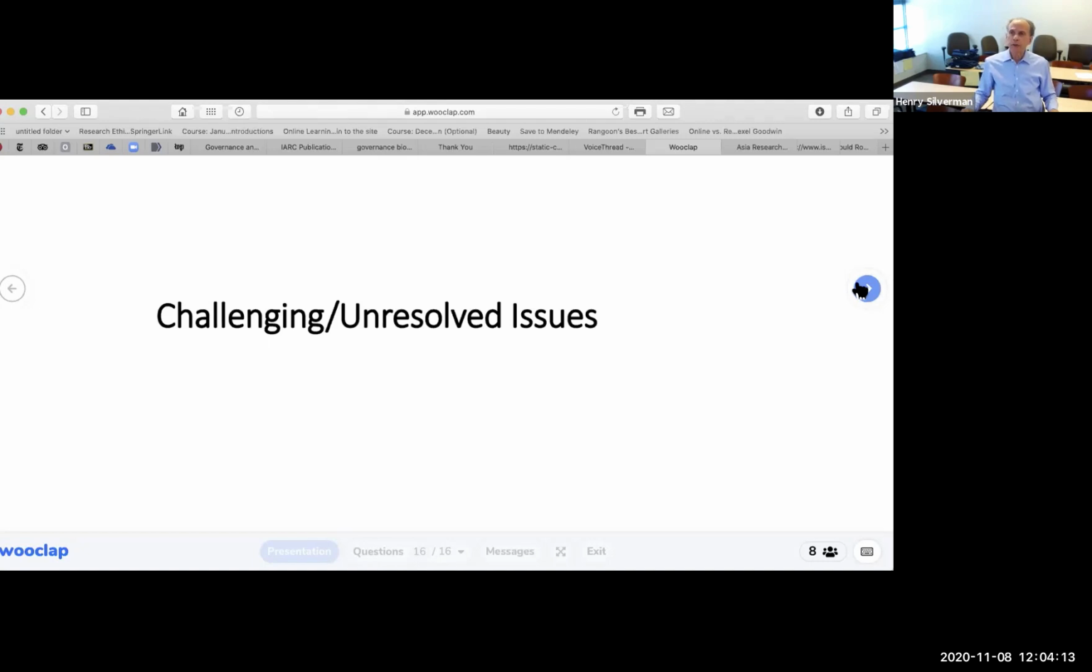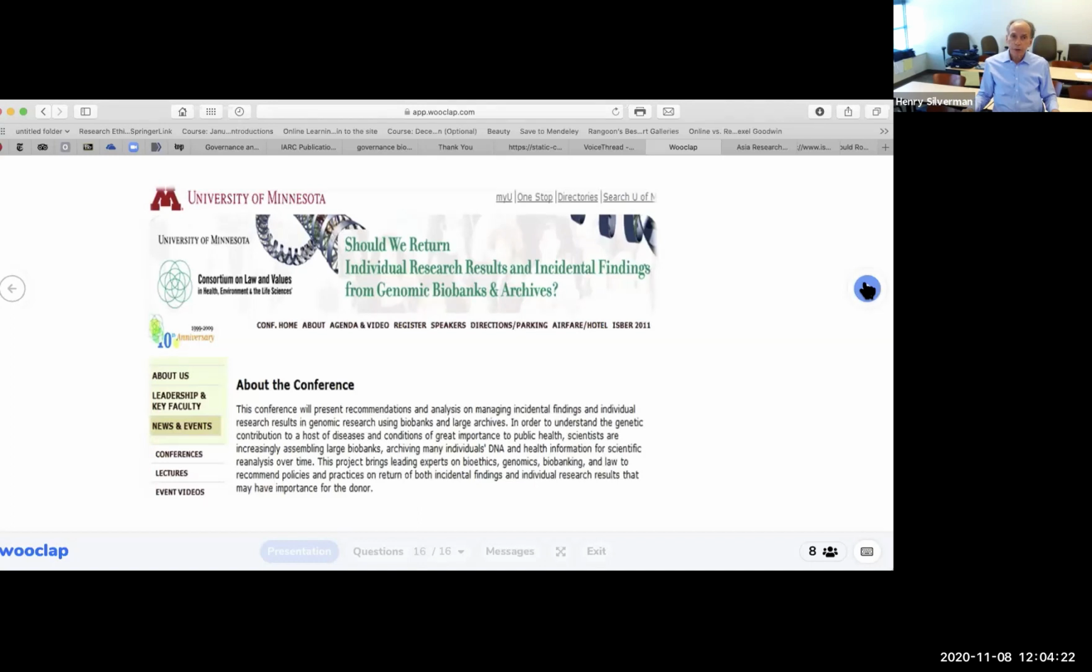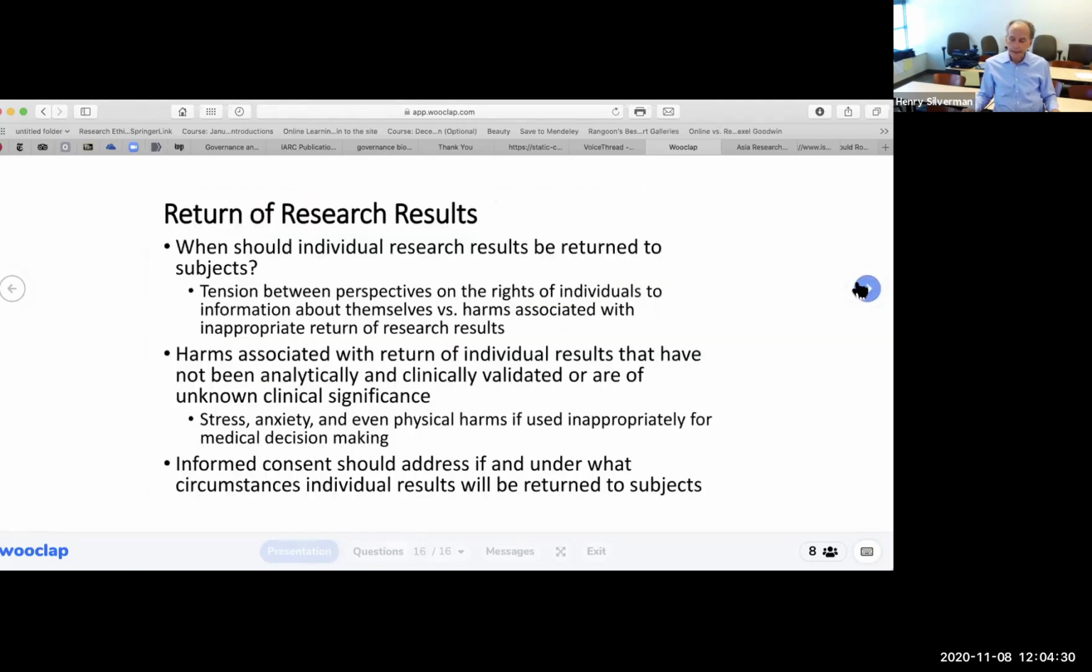And then let me end by just bringing up some unresolved or challenging issues. One of them is regarding the return of results and incidental findings. So return of research results: when should individual research results be returned to subjects? And that's a tension involving the rights of individuals to have information about themselves. But on the other side of the coin, people are concerned about harms associated with inappropriate return of results. So what could be the downside of returning results?